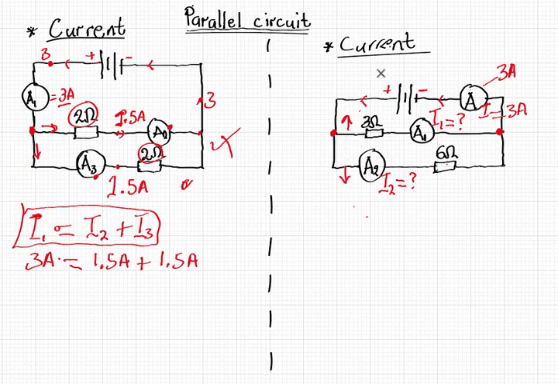So what am I trying to say? I am saying more current will flow on this branch with 3 ohms resistance. Why? Because this resistance is less. There is less opposition to the flow of charges or flow of current.